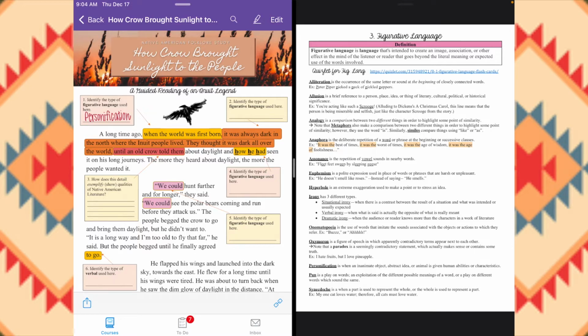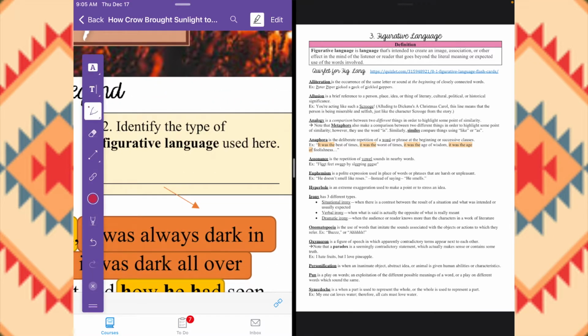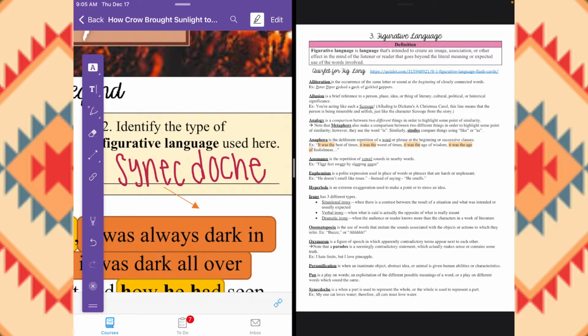So take a look at this study guide, looking at your figurative language. Which term is used whenever a small piece represents a whole? Pause the video, take a look for yourself, and then restart and see how you did. This is called a synecdoche.